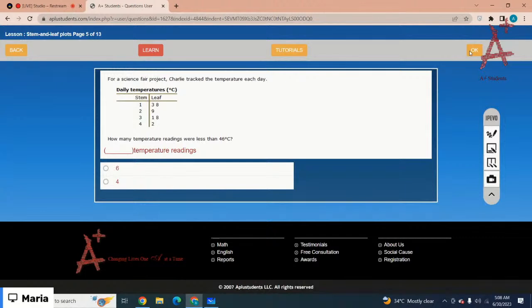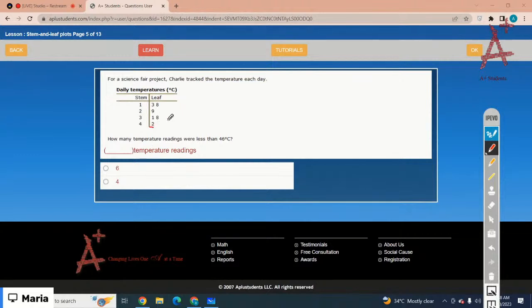The maximum stem is 4. And you have 2 here. 1, 3, 4, 5, 6. So just count all the values that are less than 46. So you have 1, 2, 3, 4, 5, you have 6 values that are less than 46. So the correct option is 6.